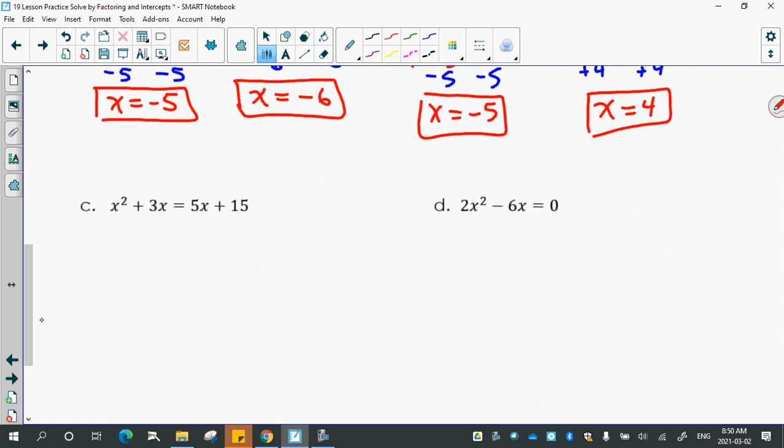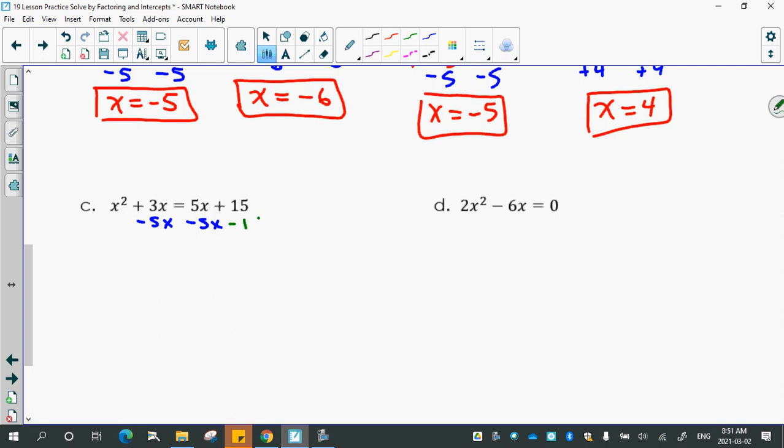Okay, C. Different. It doesn't have all the terms on one side and 0 on the other. So how can we add or subtract to make it look like that? You have to bring either the 5x or 15. Yes, so I'm going to subtract 5x on both sides.